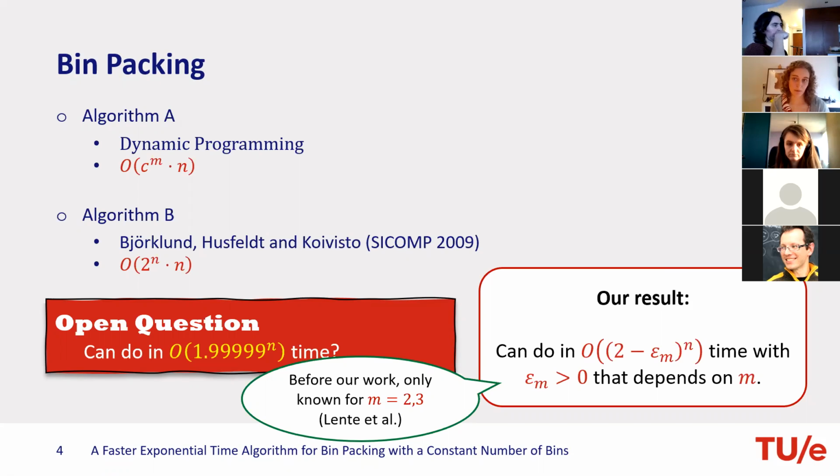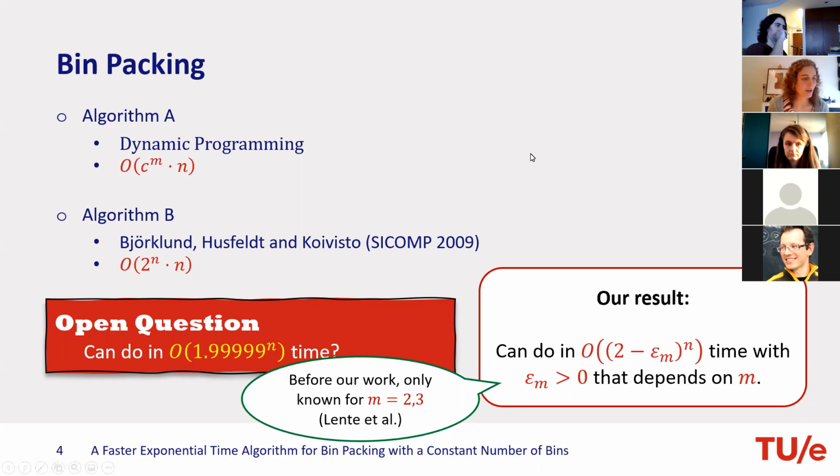2 bins is a problem where you just have a subset sum. And for 3 bins, there was an algorithm by Lente et al. called sort and search, which I'm not getting into today, but it was faster for 3 bins. And from 4 bins and more, there was actually nothing known, and the best algorithm seems to be this alteration of the 2 to the n algorithm.